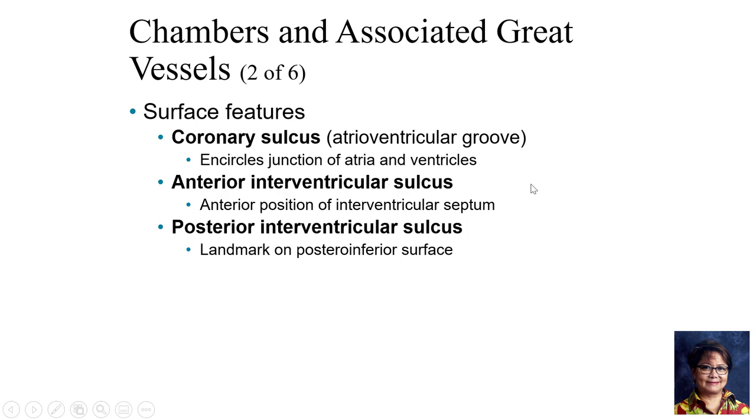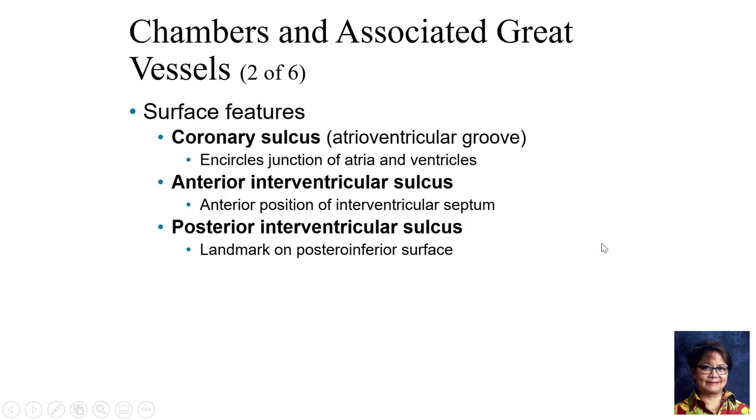So, guys, the coronary sulcus is not imaginary, it's real, it's right there. It's a groove that separates the atria from the ventricles on the outside. You will see it outside, and it's filled with blood vessels and a good amount of fat. That's why the coronary sulcus is loaded with fat, and you cannot see the groove because of the fat.